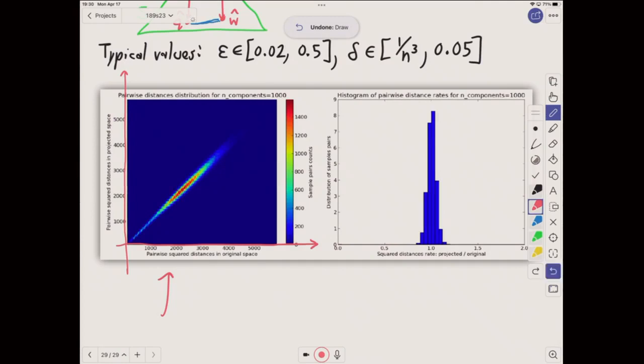The chart on the right shows us the same thing in a similar way. The horizontal axis now is the ratio between the two lengths, the original distance between the points and the projected distance between the points. And you can see they cluster around 1.0, so there's lots of distances that changed very little when you project them. And then there's a much smaller number that may be changed by 10 to 20%.